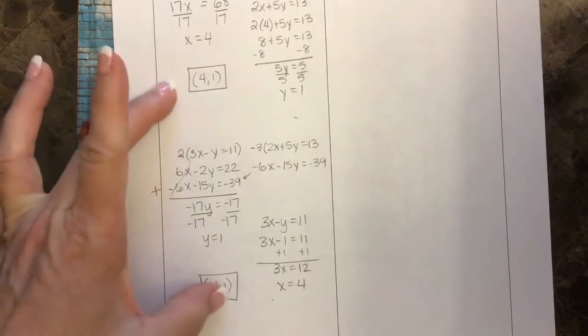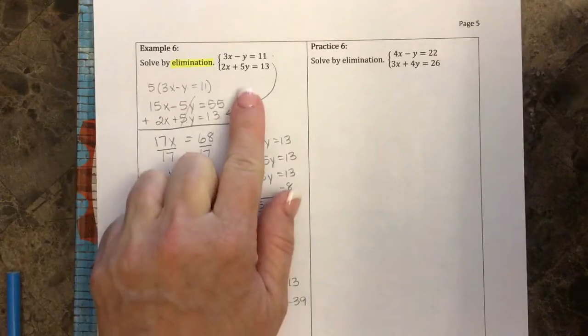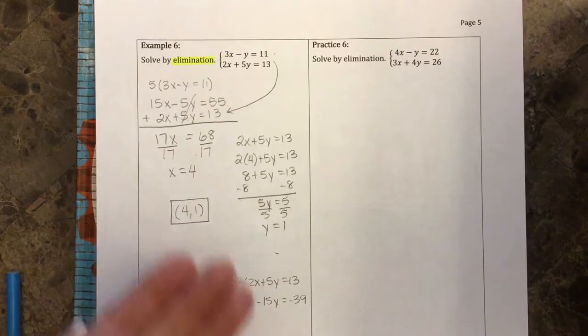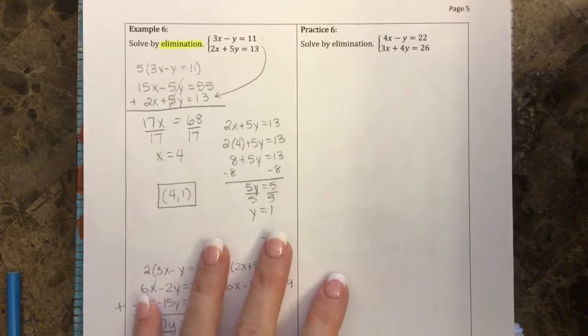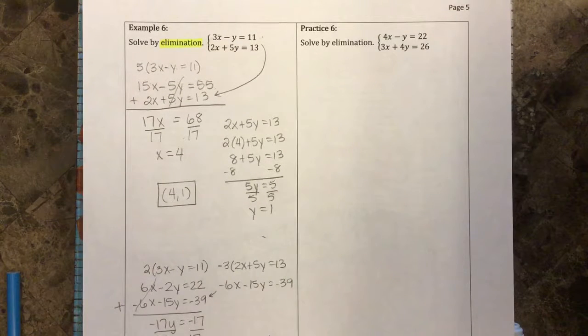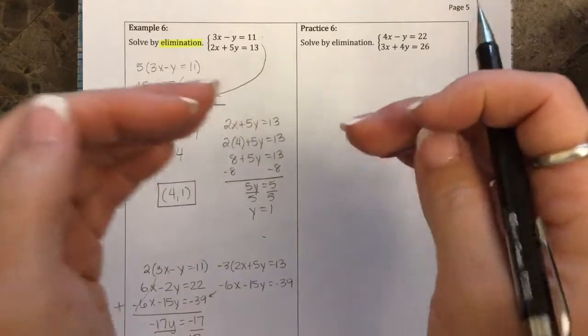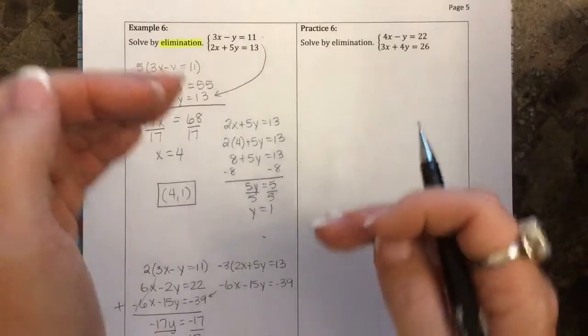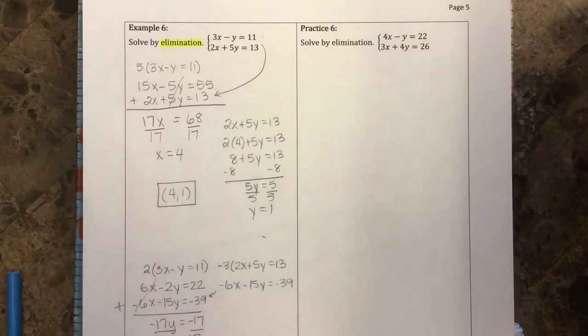So either method works. Again, in this problem you didn't need to use the second method. I was just demonstrating it for you because later you will have systems of equations in which you can't just multiply one of the equations by a number. You're going to actually have to multiply both equations in order to eliminate. So if you do the one on the right, practice 6.